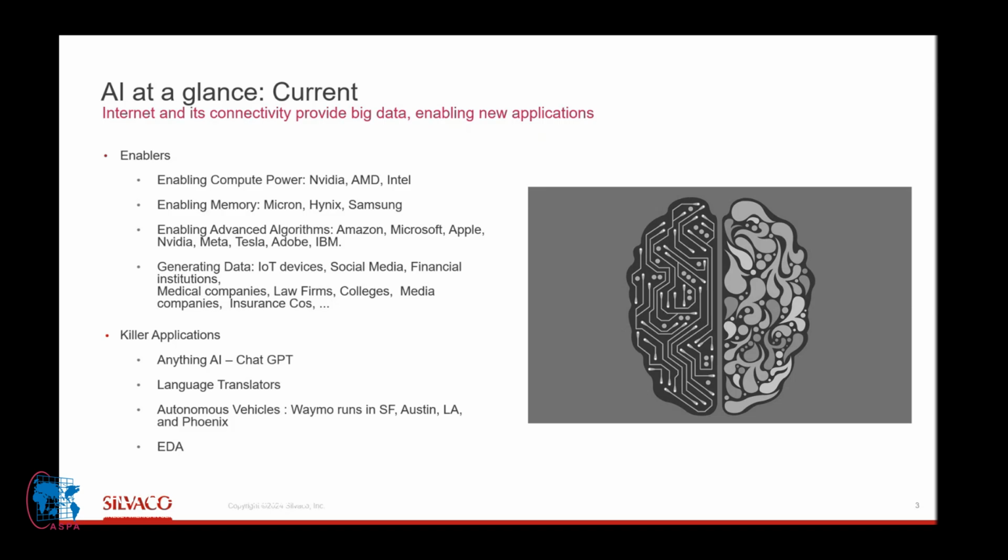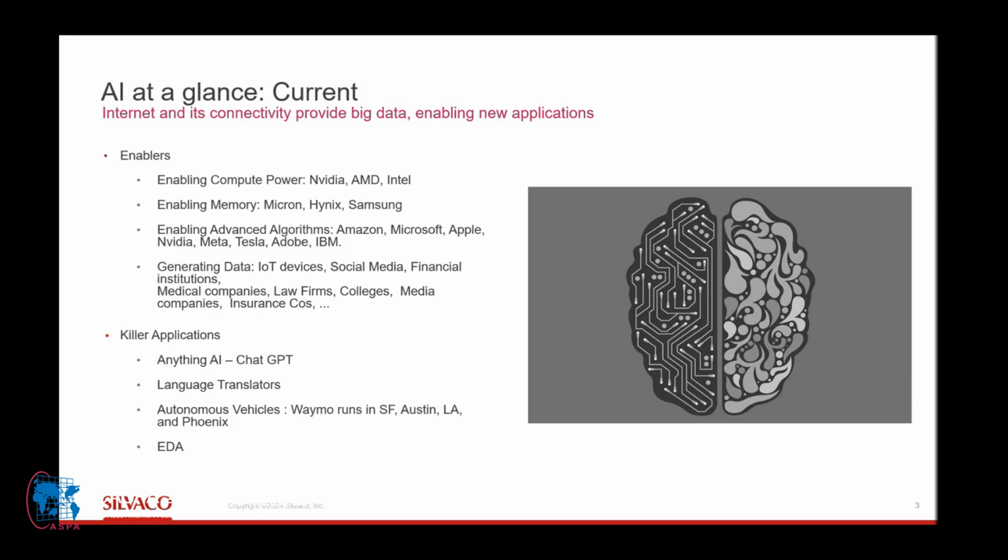Many companies are working on in-memory, but also external memory applications that require high bandwidth, high capacity, low power. We are working on advanced algorithms, which we did not before. Amazon, Microsoft, Apple, IBM of the world are working on that. And then also generating data.